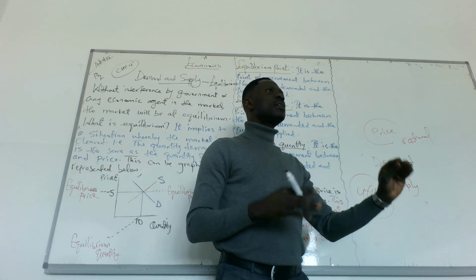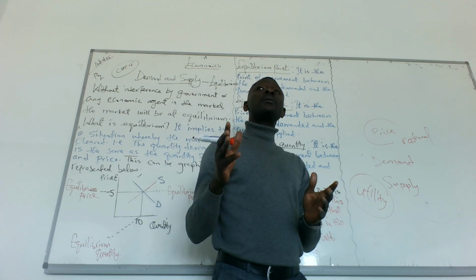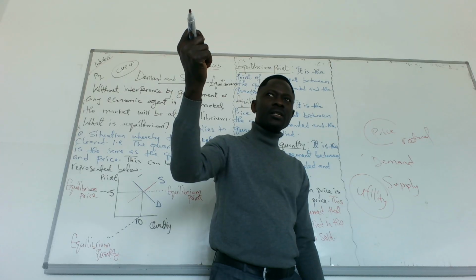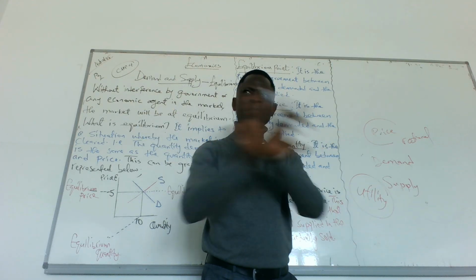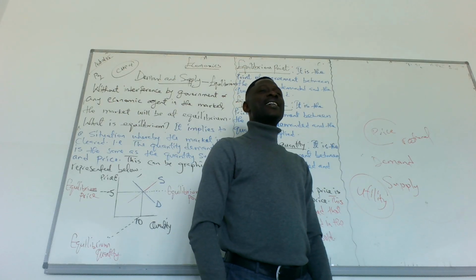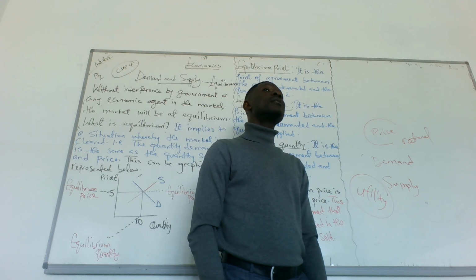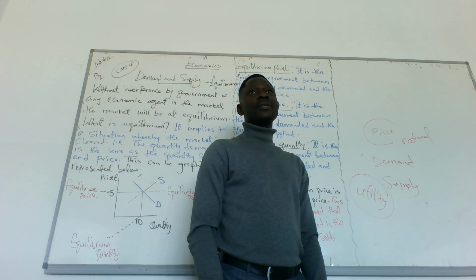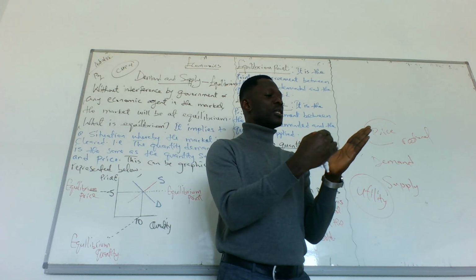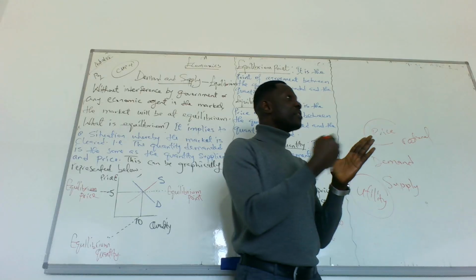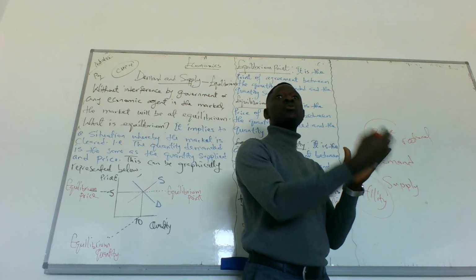Then what about supply? When the price is higher, the quantity supplied is higher. When the price goes down, the supply lowers. That is the law of supply. So basically, the law of supply has a positive relationship with price. The law of demand has a negative or inverse relationship with price.